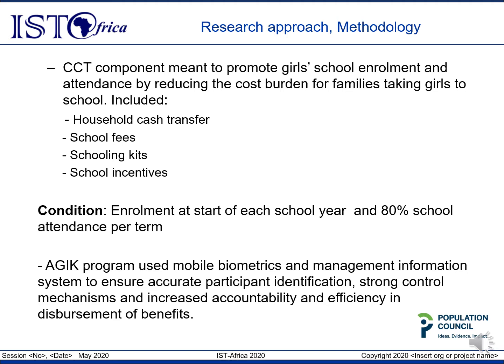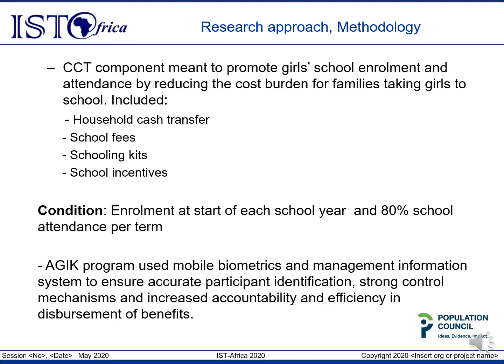The program had a conditional cash transfer component that was meant to promote girls' school enrollment and attendance by reducing the cost burden for families taking girls to school. It included a household cash transfer that went out to a designated household head two times a term, and school fees that were sent directly to the schools once a term. There were also schooling kits, which basically comprised 4 packets of sanitary pads, 2 pairs of underwear, some stationery, and some personal effects like soap and petroleum jelly, and these were given directly to the girls at the beginning of every term. And then we had some school incentives that also went out directly to the school based on the number of program participants enrolled in a particular school.